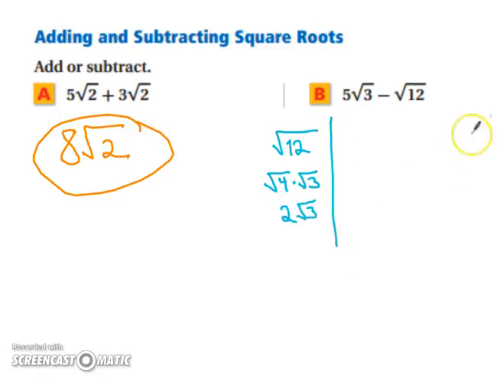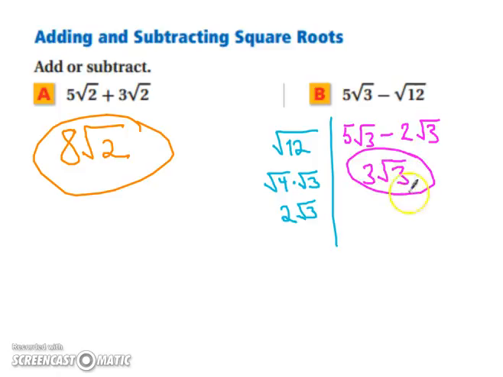So now your problem looks like this. 5 square roots of 3 minus 2 square roots of 3. Since you now have like radicals, you can subtract. 5 minus 2 is 3, so we have 3 square roots of 3.